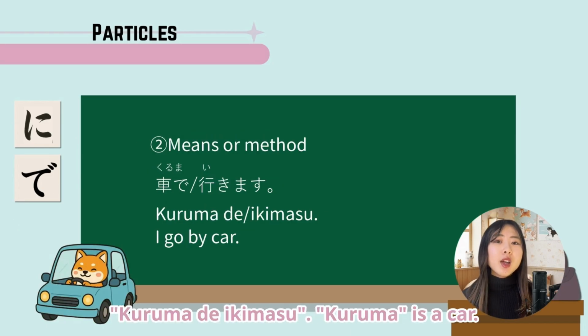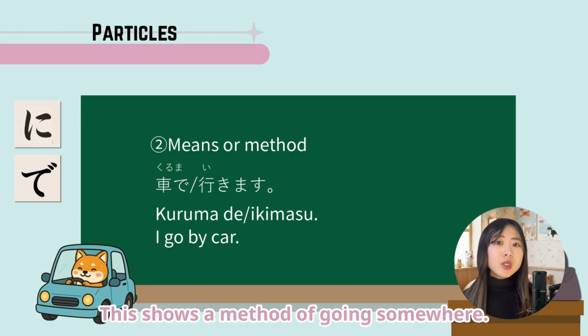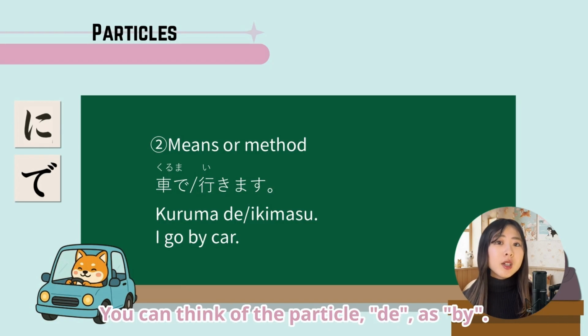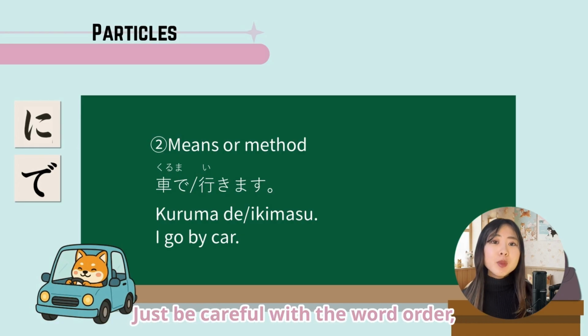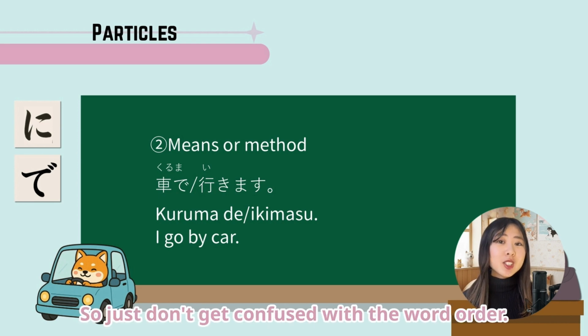Method. 車で行きます. 車 is a car. You go by car. This shows a method of going somewhere. You can think of the particle de as by. Just be careful with the word order, because in English you say by car, but we say car by in Japanese. So just don't get confused with the word order.